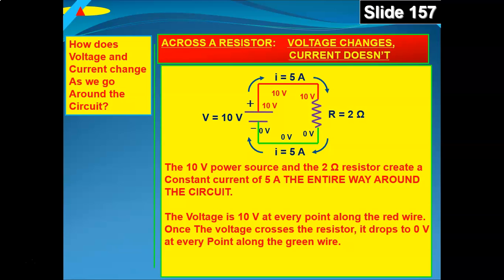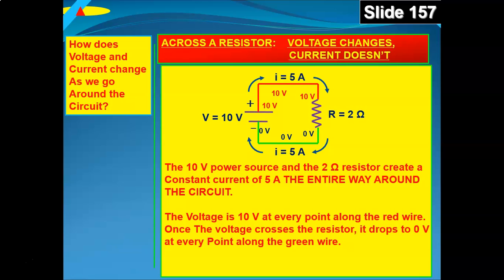Before it gets to the resistor, it's 5 amps. After it gets to the resistor, it's 5 amps. Remember, current is how fast the electrons are flowing. So think about it. The electrons can't be flowing any faster or slower than the electrons in front of them or the electrons behind them. They all have to be going at the same speed. So therefore the current is going to be the same all the way around a circuit like this.